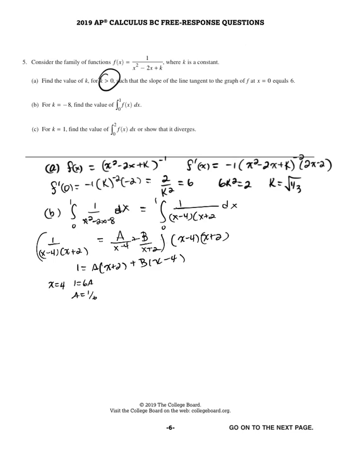To solve for b, I'm going to make x equal to negative 2. Therefore I have 1 equals negative 6b, so b is negative 1/6. So my new integral, which is just an equivalent integral, this is just an algebraic manipulation, is the integral from 0 to 1 of a over x minus 4 plus b over x plus 2.